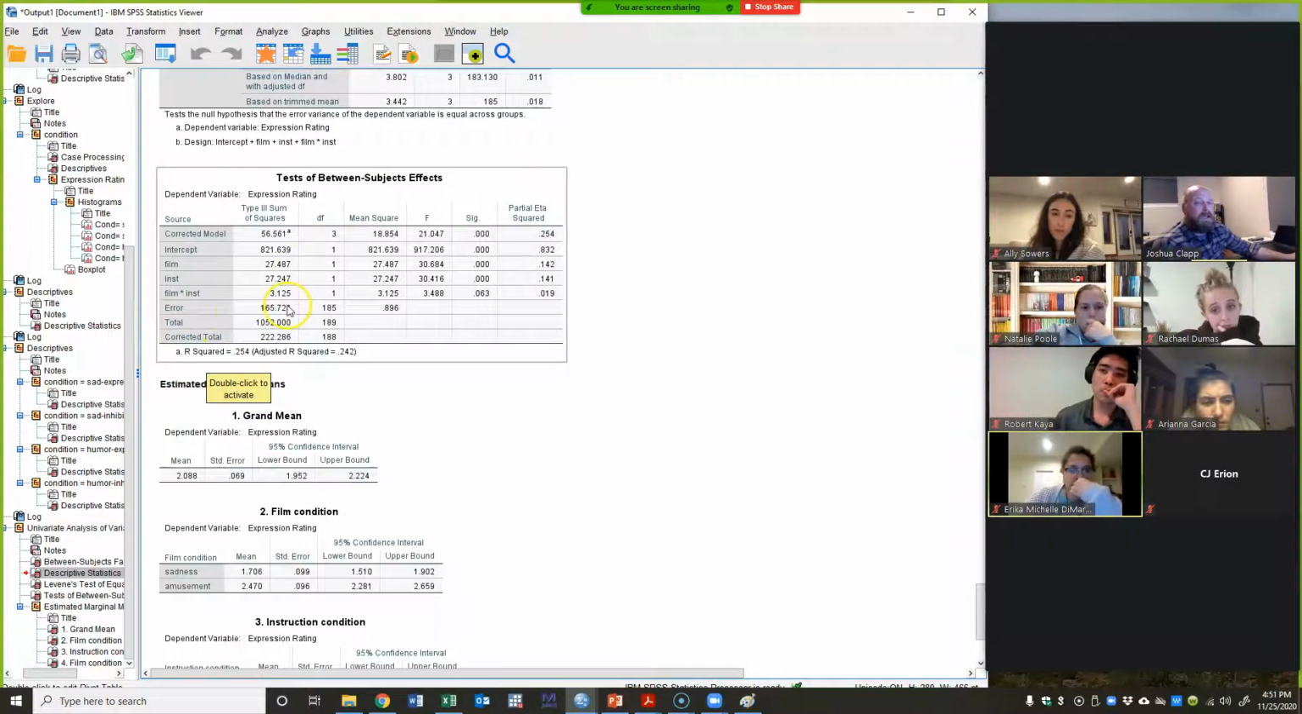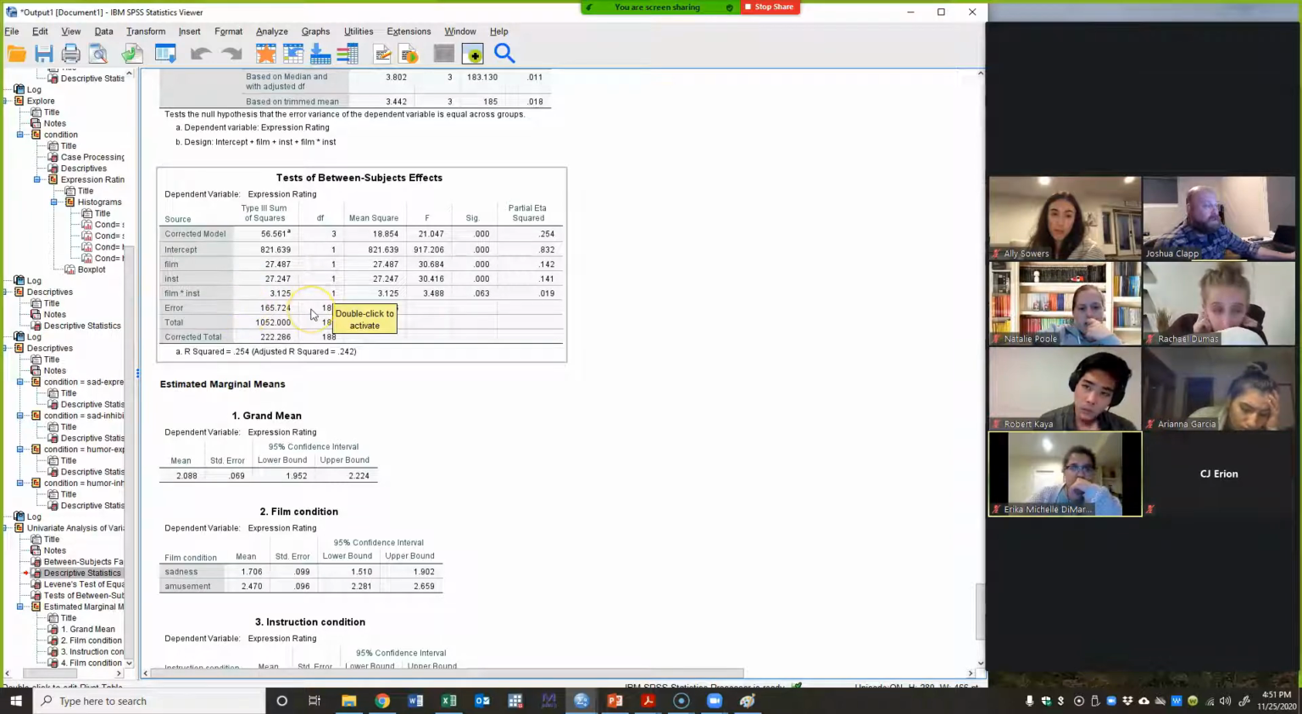This total includes your corrected model and maybe your intercept. I can't remember. Yeah, it does include your intercept as well. Ignore that, looking at your corrected total. Relative to what we went through in terms of the hand calculations, we found our effective film, effective instruction, film by instruction, our error, which is our within, and then our corrected total, that's going to be our total.